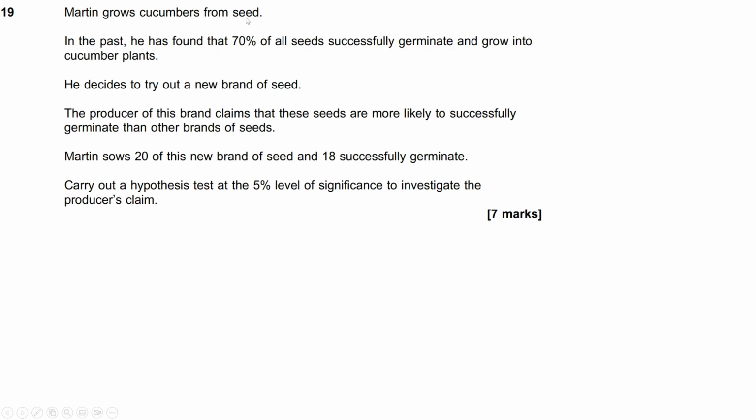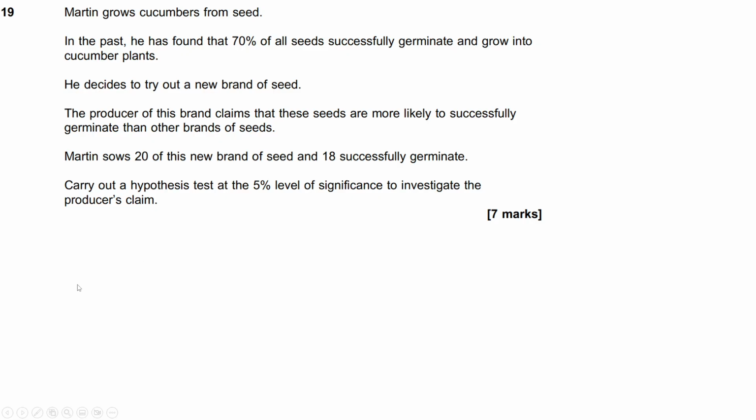This is the last question. So he's growing cucumber seeds. 0.7 of all seeds successfully germinate and grow into cucumber plants. He wants to try out a new branded seed, and they're saying that they're more likely to germinate than other brands of seeds. He sows 20 of them, and 18 successfully germinate. And then we want to carry out a hypothesis test at 5% level of significance to investigate the producer's claim.